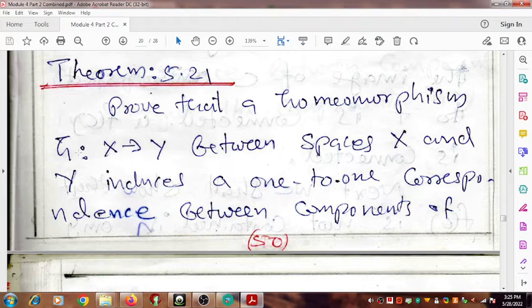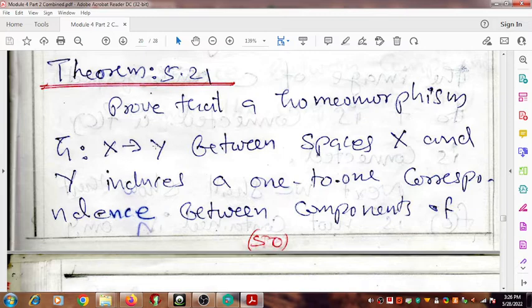And then the existence of the homeomorphism can make one more thing sure: if C is a component of X, then the image of C exists in Y, that is H of C. So if C is a component of X, then the image of C under the action of the homeomorphism is H of C. Then H of C will be a subset of Y, and H of C will also be connected. We have proved earlier that the image of a connected part is again connected when a continuous function is applied on a connected part of a topological space.